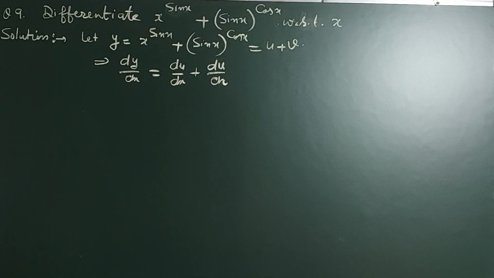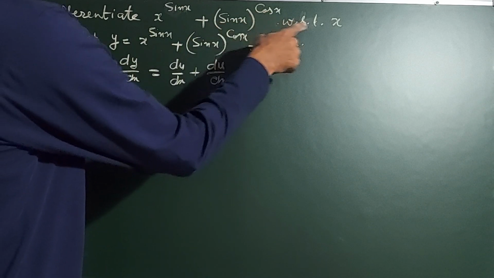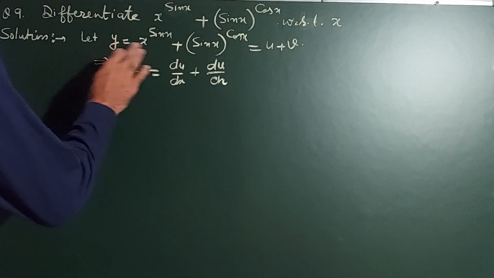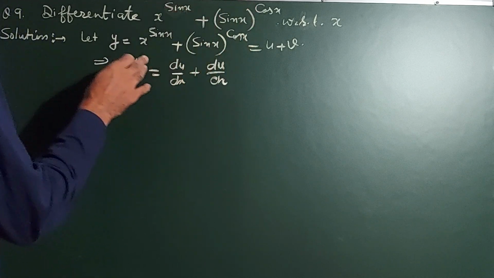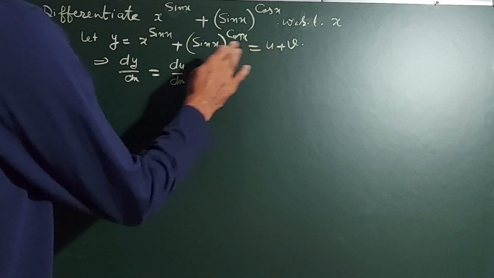See question number 9. Differentiate x raised to the power sin x plus sin x raised to the power cos x with respect to x. Let y be this function. There are two terms in this function. Let this function be u and this be v.